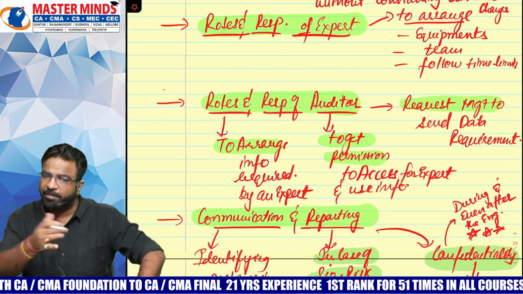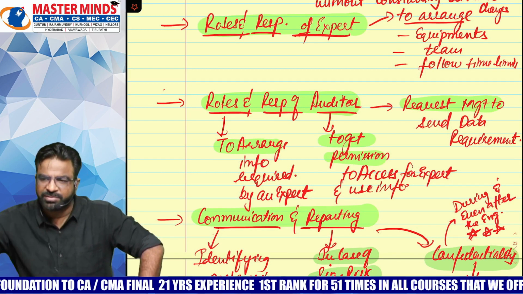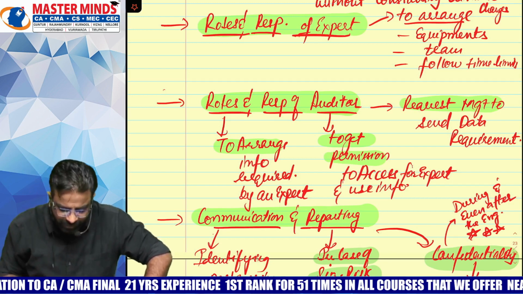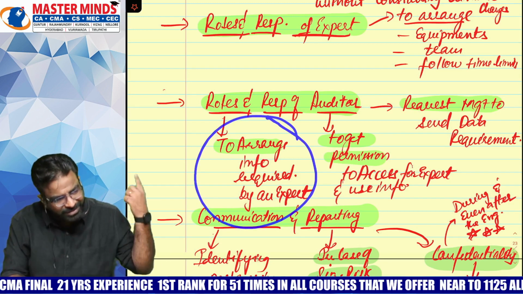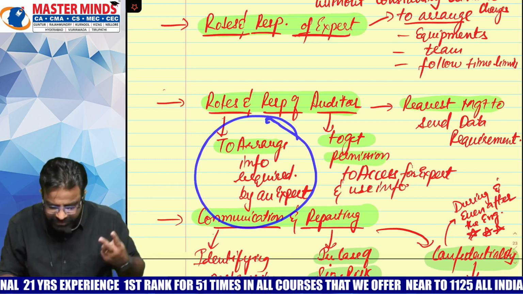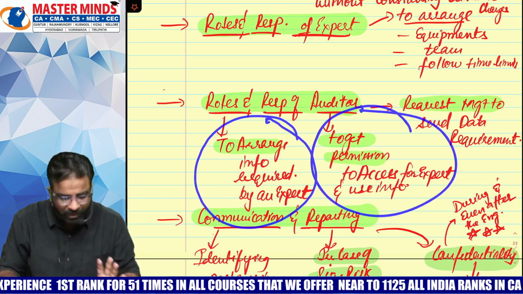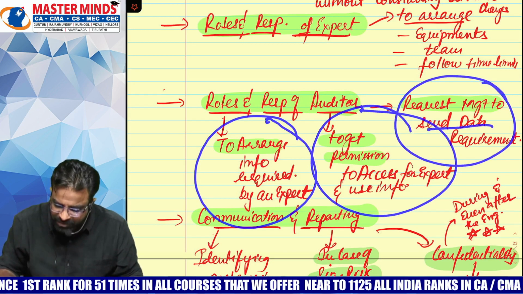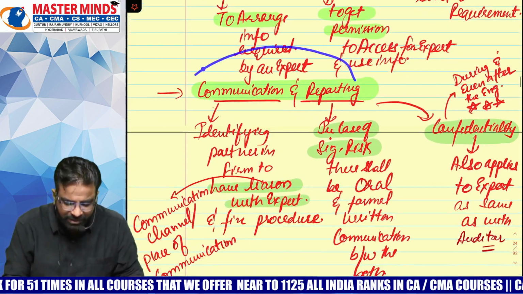Just like in our auditor's report we have management responsibility and auditor responsibility, now it is your role, it is my role. What is my role? Whatever information you want, you let me know. I'll arrange it from whom? Management. Second thing, to get permission to access some things if the management is not allowing you. And what is my role? Request management to send the what? Data requirements.